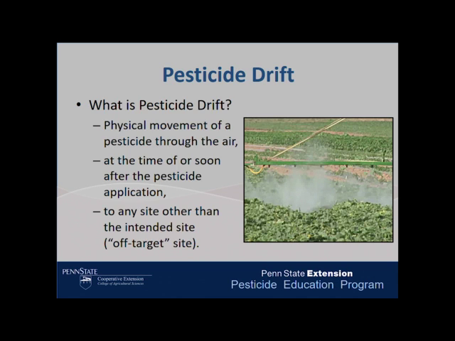You can see here in this boom, definitely too high a pressure, lots of small droplet sizes, and they're moving off site. But also keep in mind that pesticide drift can happen not only at the time of application, but also after the pesticide application. So the pesticide is moving off target, off site. That is drift. It is going where you don't really want the product to go.